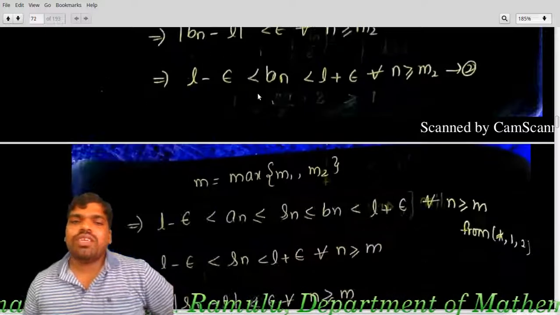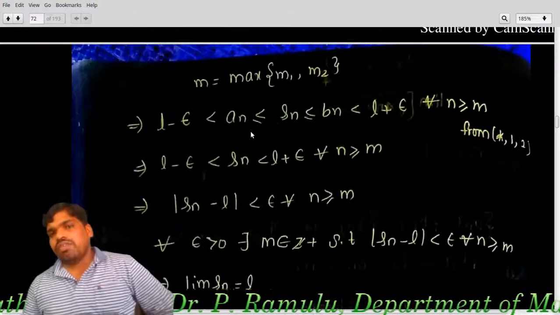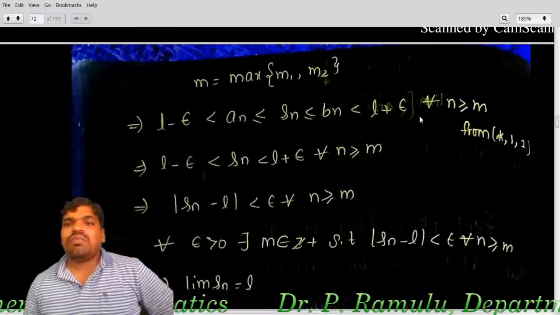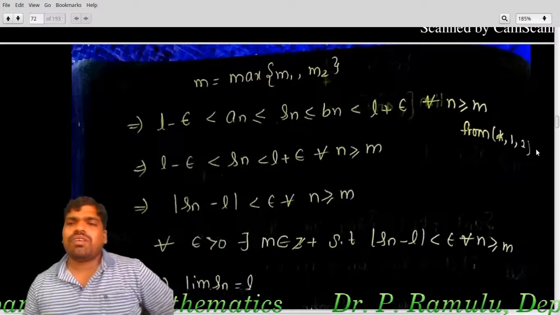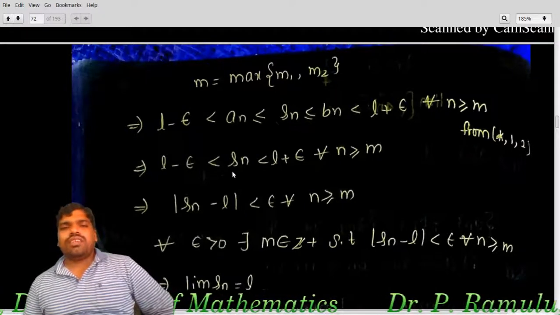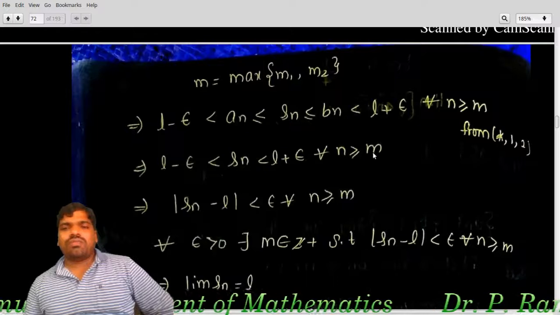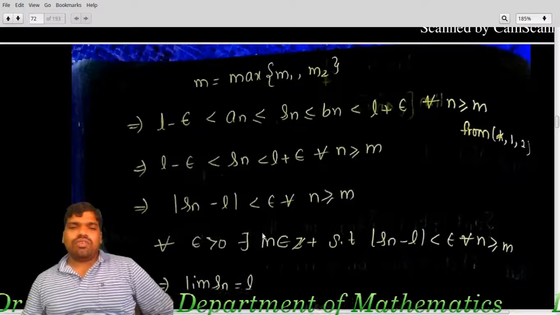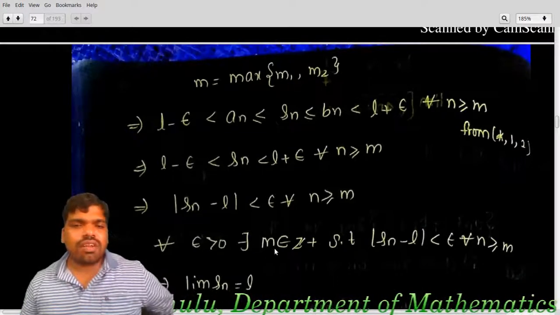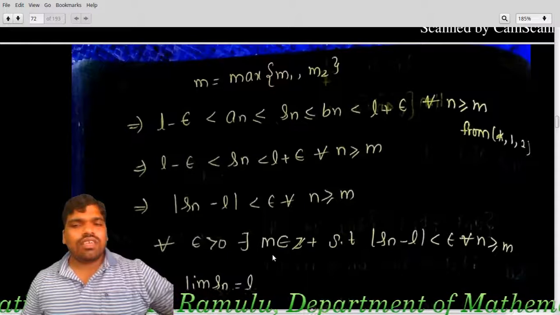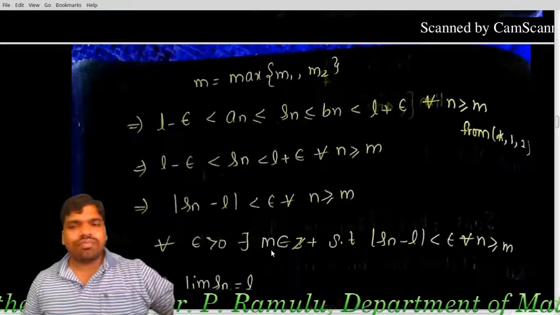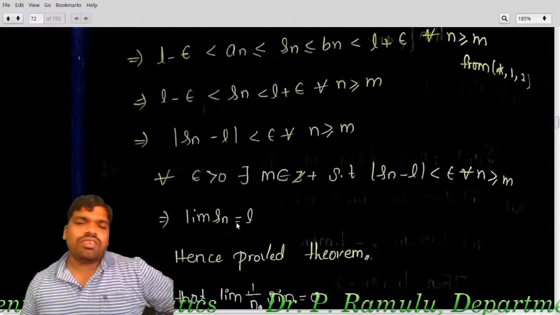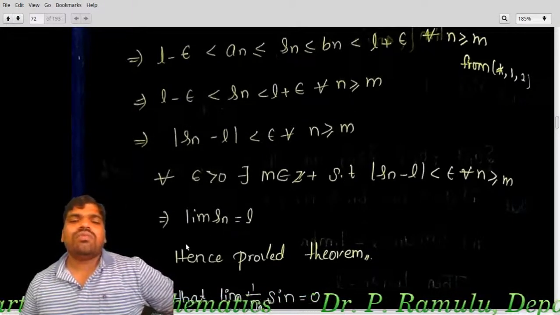By using 1, 2, 3, I am writing that L minus epsilon is less than an. From the given condition sn less than or equal to bn. From the definition of limit, what we know that bn is less than L plus epsilon for all n greater than or equal to m. From star 1, 2, 3, which is nothing but L minus epsilon is less than sn is less than l plus epsilon for all n greater than or equal to m, which is nothing but mod sn minus l is less than epsilon for all n greater than or equal to m. For every epsilon greater than 0, there exists m belongs to Z plus such that mod sn minus l is less than epsilon for all n greater than or equal to m, which implies lim sn equal to l, hence proved theorem.